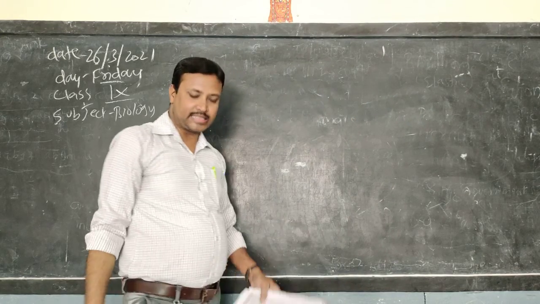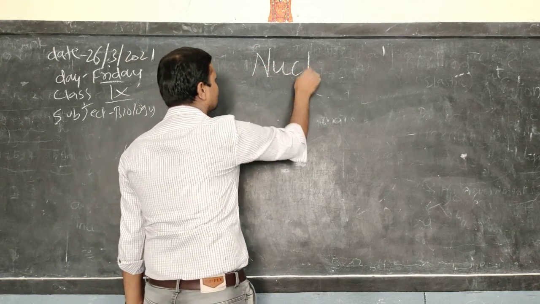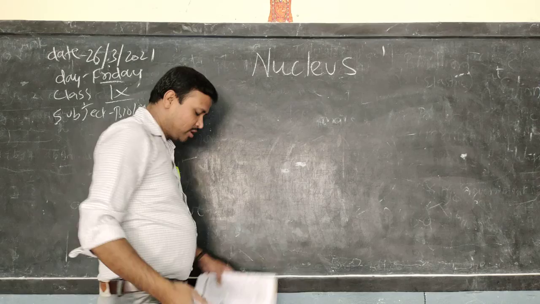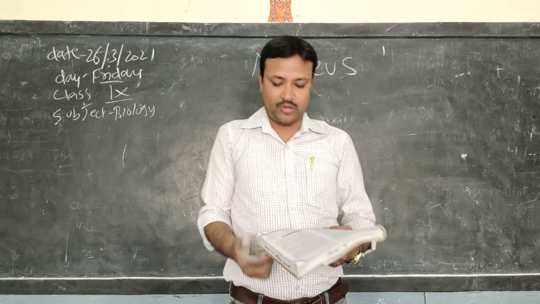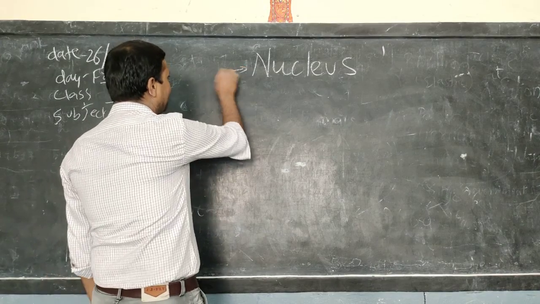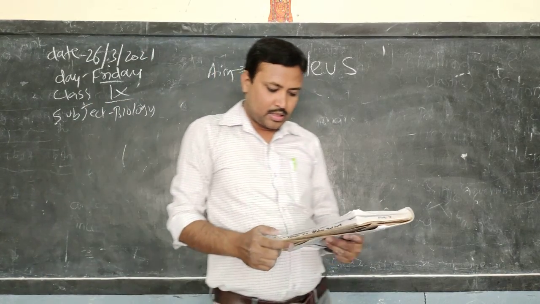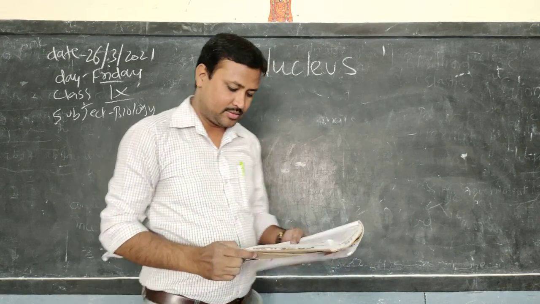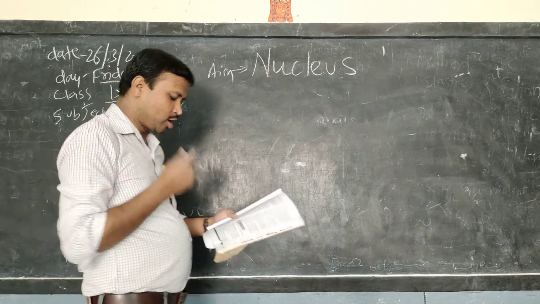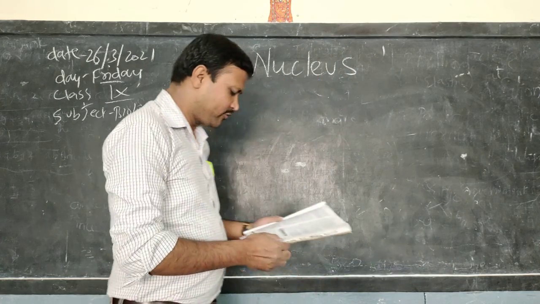We are going to discuss the second part of the discussion, which is called the nucleus. This nucleus can be studied with the help of a lab activity. We are going to write an example, that is the aim. What is the aim? The aim is to observe the nucleus under a microscope, in the cheek cell. We have already discussed the cheek cell, and once again we are going for revision.